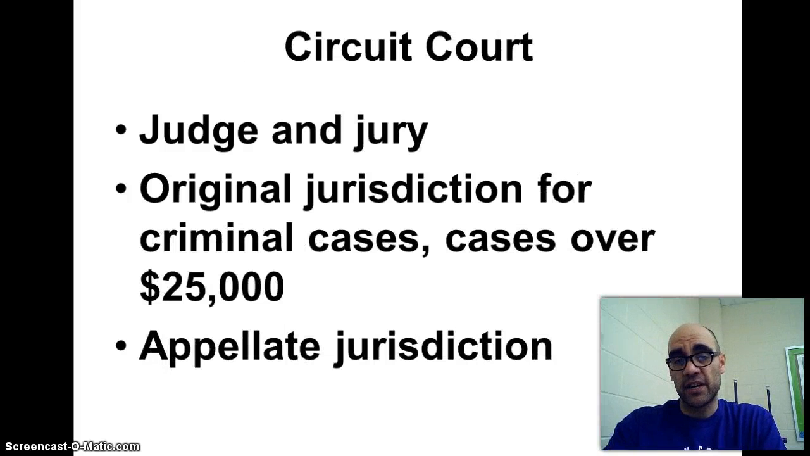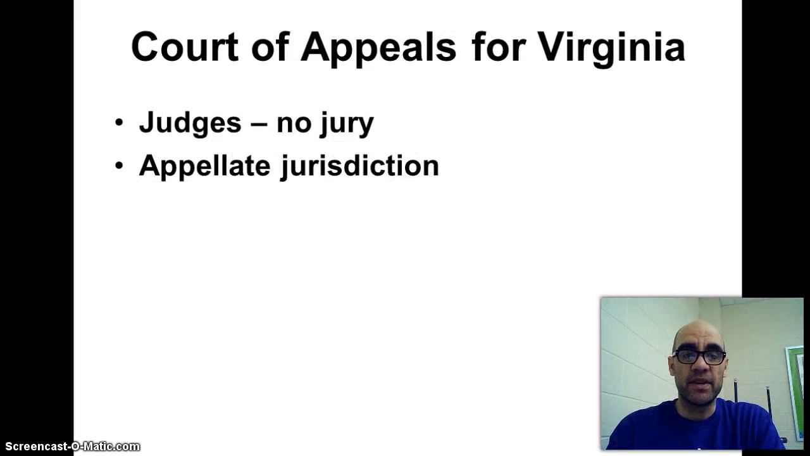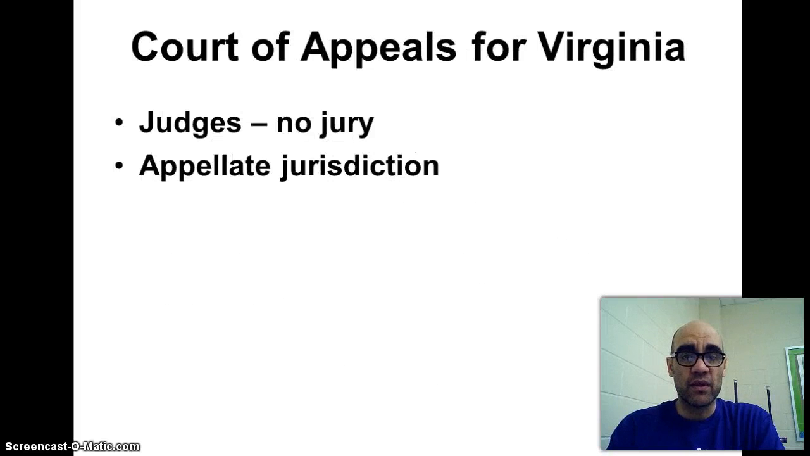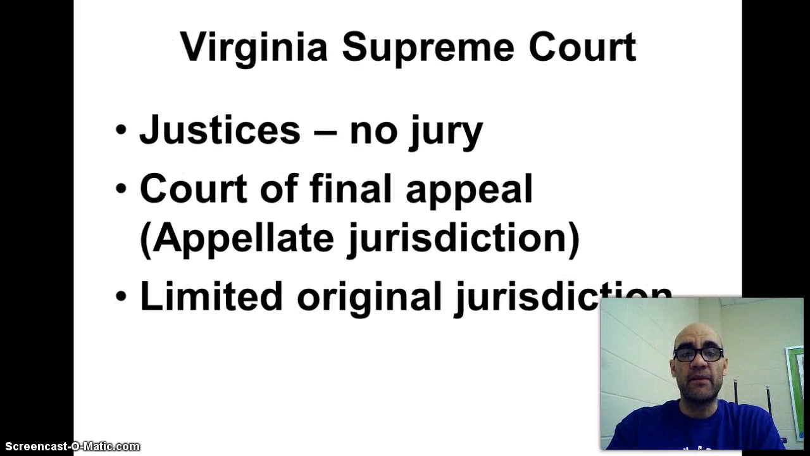Circuit courts, next court up, judge and jury, original jurisdiction for criminal cases over $25,000, and they have appellate jurisdiction from general district court. So again, we have general district, circuit, next up is Court of Appeals. There's a judge, there's no jury, and they have appellate jurisdiction. So again, we have general district, circuit court, Court of Appeals for Virginia, and then we have the Virginia Supreme Court.